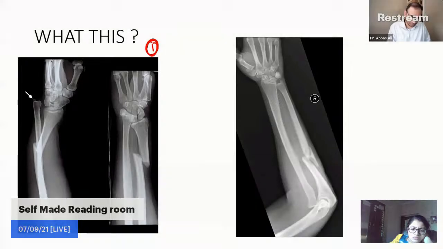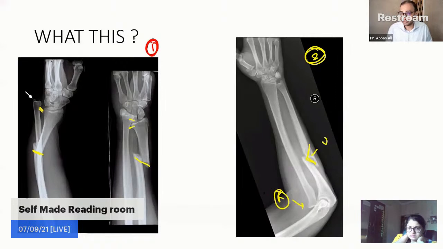This is Galeazzi fracture. For people who do not know, the radius is fractured and the DRUJ is disrupted. It is also called reverse Monteggia fracture. But what about this one? What is this? This is Monteggia. The ulna is fractured and the radial head is dislocated.